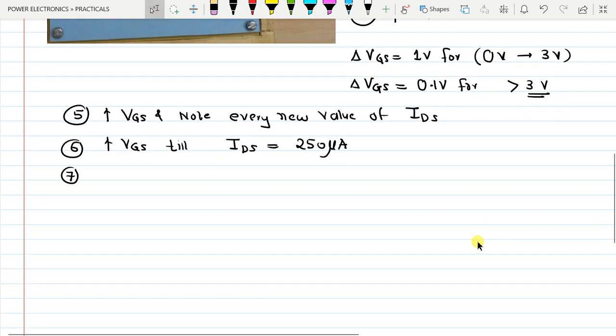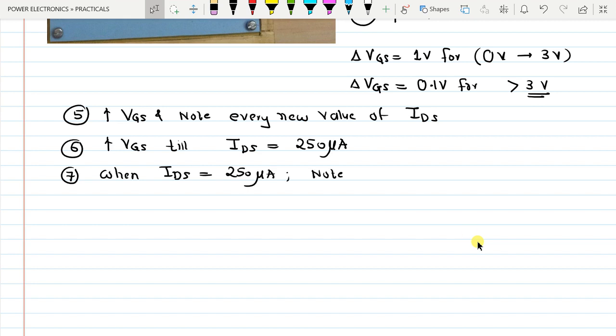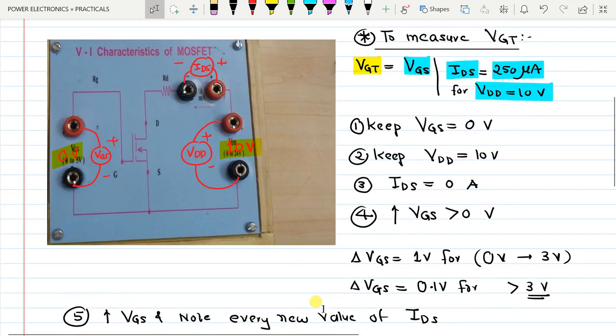When IDS is equal to 250 microamperes, note the value of VGS as VGT. So our first bit is found here. When IDS reaches 250 microamperes, this particular value of VGS at which this happens is called VGT.